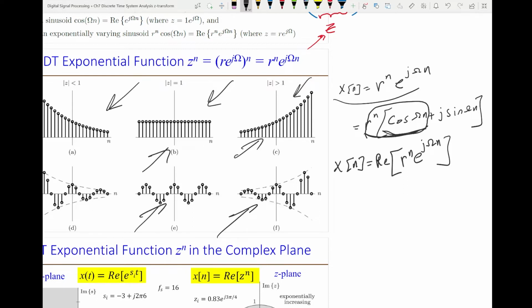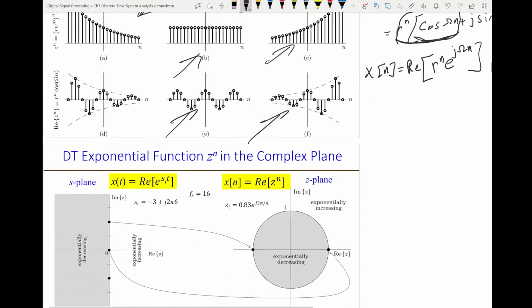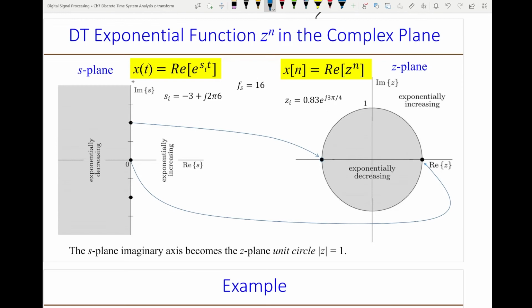So now let's move on to the next slide to link Laplace and the z transform that we will be learning soon. If I look at this exponential signal, which is the real part of e to the s t, and here s, let's assume this complex frequency is this one. So sigma equals -3 and omega equals 2 pi times 6. Now if I plot this frequency in the s plane, let's call this -3 and here 2 pi times 6. So that would be the frequency.